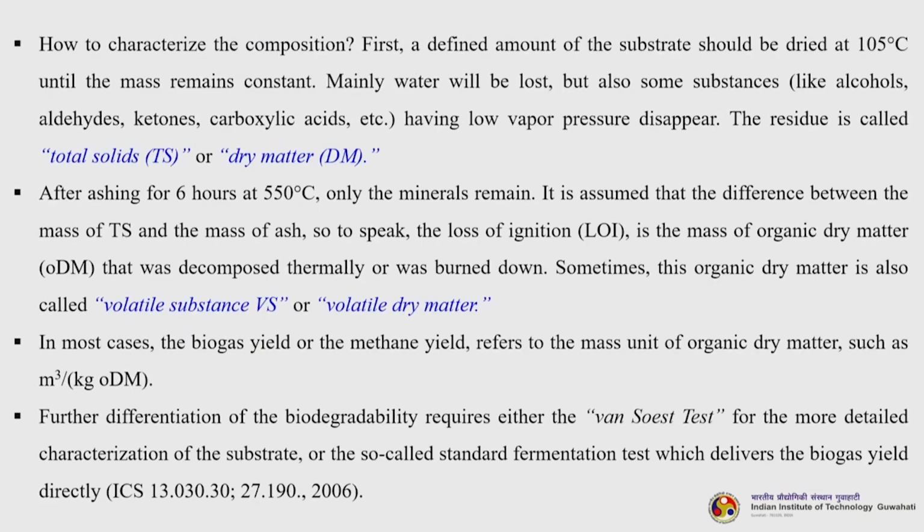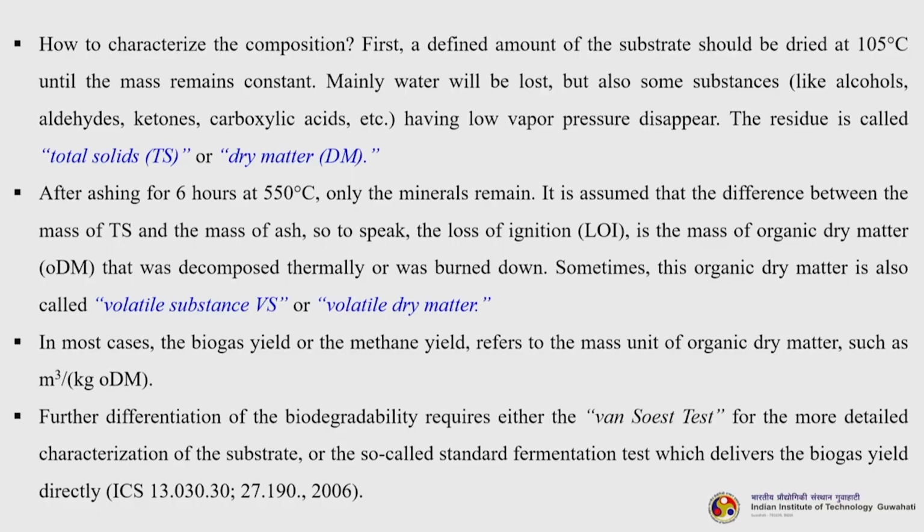How to characterize the composition? Okay. First, a defined amount of substrate should be dried at 105 degree centigrade until the mass remains constant. I am just trying to explain the procedure to characterize the substrates. Mainly water will be lost, but also some substances such as alcohols, aldehydes, ketones, carboxylic acids, etc., all organic components having low vapor pressure, will disappear. Now, this residue is called total solids or dry matter. So, you can write either TS, which is more appropriate, or many times people write dry matter also.